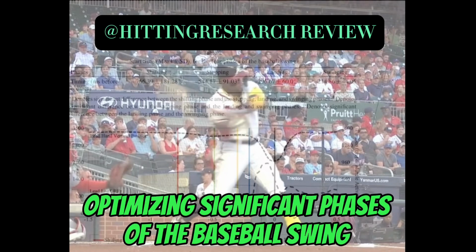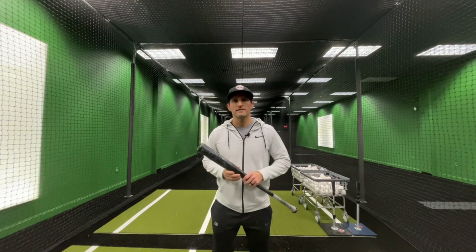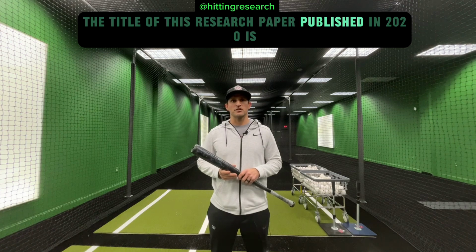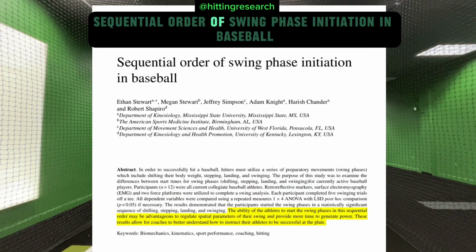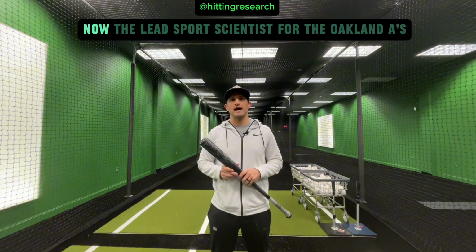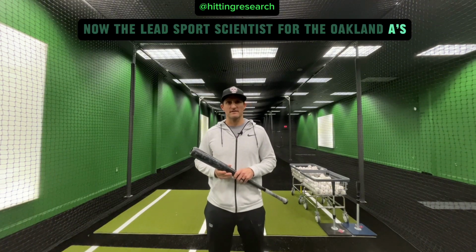Optimizing significant phases of the baseball swing. The title of this research paper, published in 2020, is Sequential Order of Swing Phase Initiation in Baseball by lead author Ethan Stewart, now the lead sports scientist for the Oakland A's.